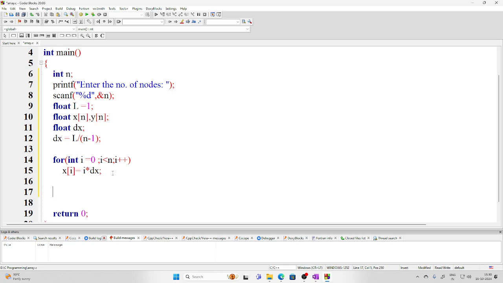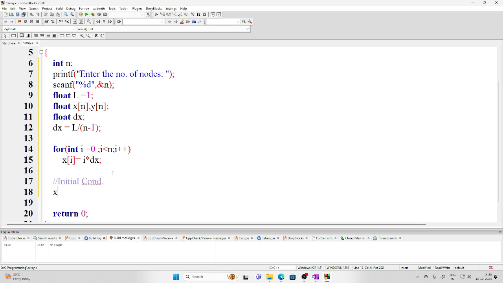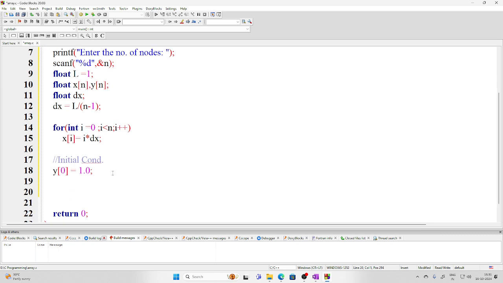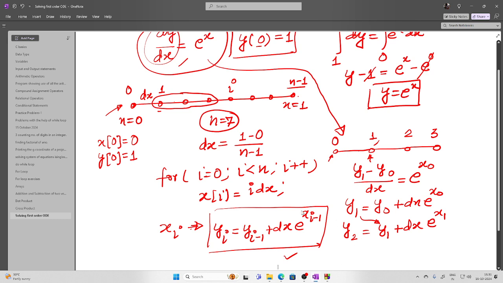So what initial condition do you have? When x is equal to 0, y is equal to 1. So y at the 0th node, that is at the 0th index, is going to be equal to 1. Now if you look at this, this has to be solved for all the nodes except this node, because this is the initial condition which we already know.